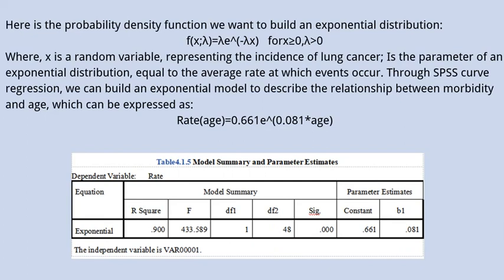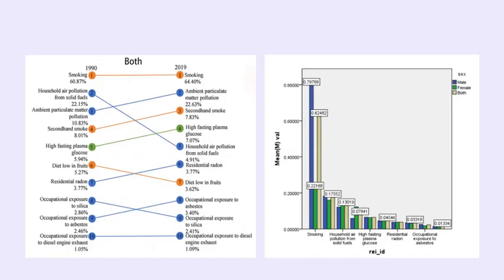We can obtain a model to describe the relationship between morbidity and age, which can be expressed as this equation. Next is the analysis of the impact of living habits, living environment, and other factors on lung cancer mortality. As can be seen from the left graph, smoking, household air pollution from solid fuel, and ambient particulate matter pollution were the top 3 causes of lung cancer deaths in China in 1990.